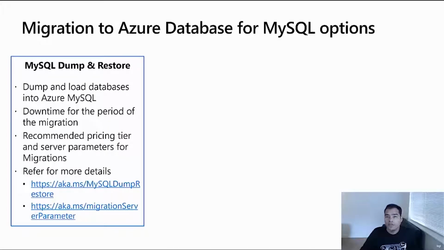The downtime for this tool is for the time of the migration running. Basically, if you are using MySQL dump and restore to migrate to Azure Database for MySQL, the downtime will be caused for the time the tool is running. We always recommend using a pricing tier and some server parameters, which I will go through in detail in the upcoming slides, to utilize those server parameters and pricing tiers so that you get the highest performance while migrating using dump and restore, and cause the least downtime during this migration.